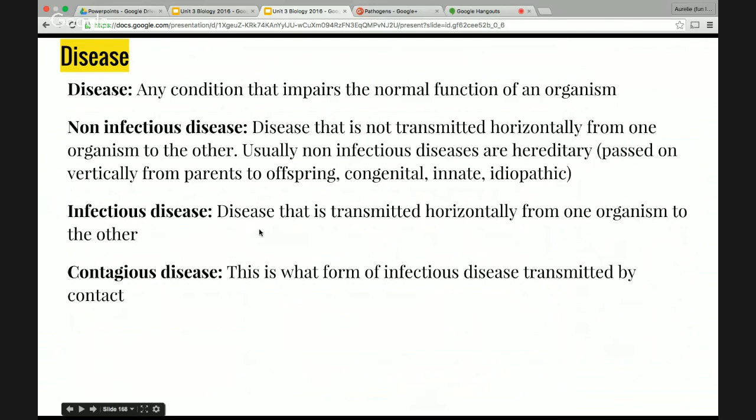Infectious diseases are those that are transmitted from one person to another. Contagious diseases are those that are transmitted by direct contact, okay? So again, pause the video and take some notes and return when you're ready.